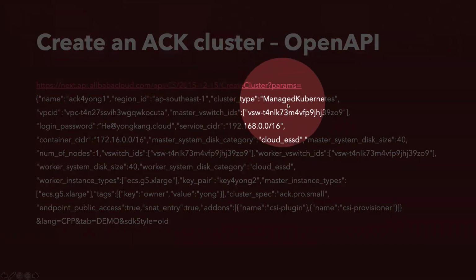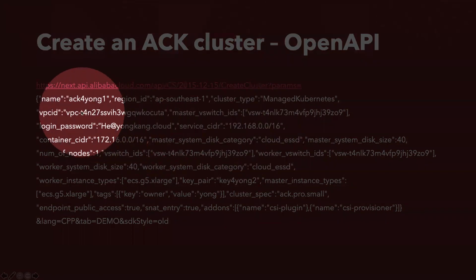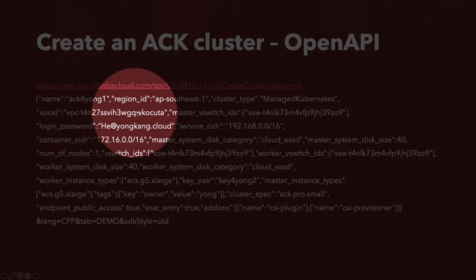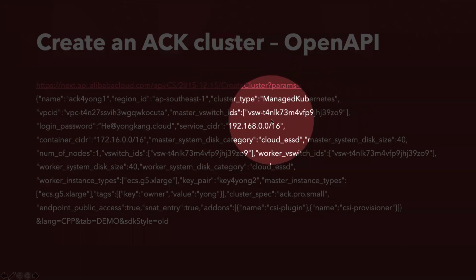And then choose the cluster type. Most likely, you'd prefer managed Kubernetes. That's the hosted managed Kubernetes cluster. And you will be asked to put in the VPC ID, basically the virtual private cloud ID, and your master vSwitch IDs. I will show you shortly from the console where to get these details.